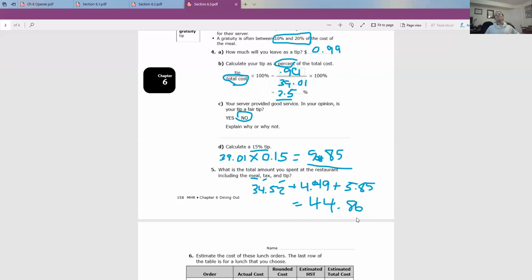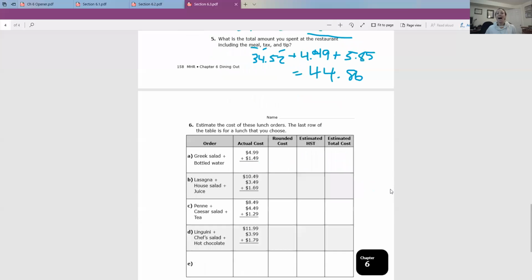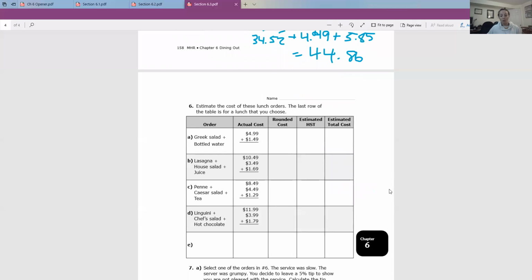Okay, so this right here is the amount that you would have to pay for your meal, which was $34 plus tax plus tip. You spent almost an extra $10 just for all of the extra percentages you had to pay for. Okay, all right, last one. You will do almost all of this on your own. I will do the first one with you, and then you can do the rest.